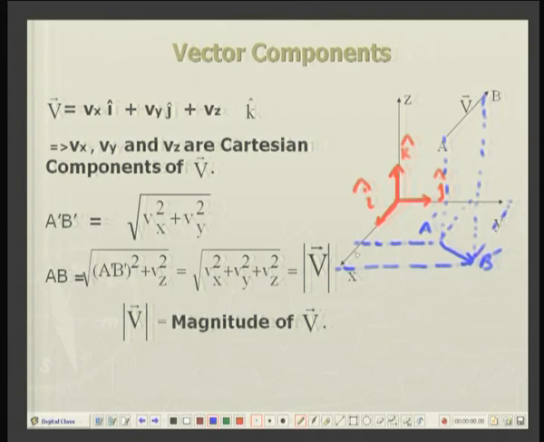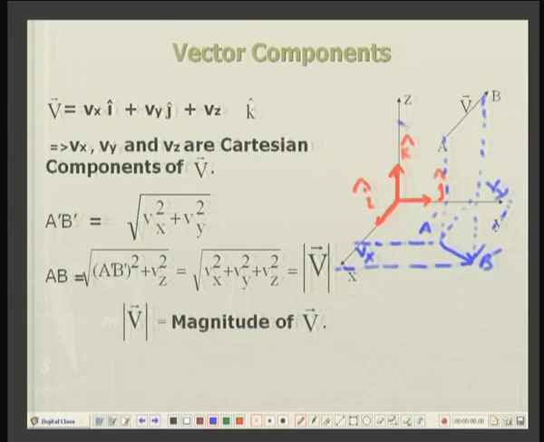Then this projection is Vx, and this projection is Vy. Okay. So, I have one projection Vx on the x axis, the other projection Vy on the y axis. These are the components of vector V along the x axis and along the y axis. Similarly, to draw the projection of AB on the z axis.